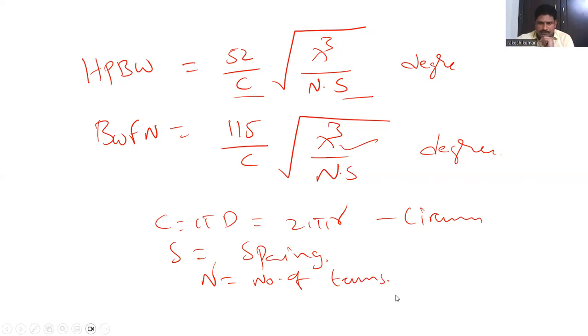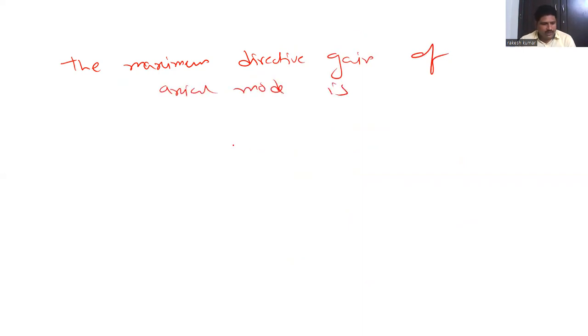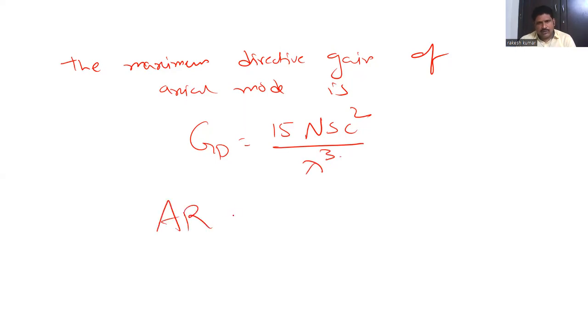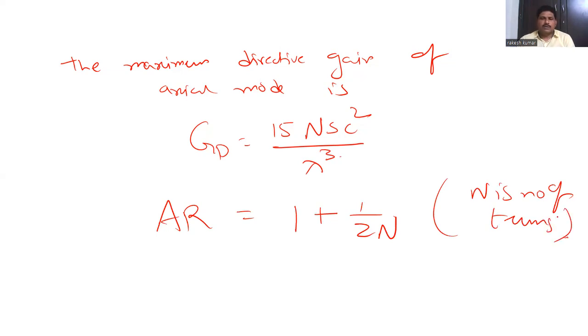Next, the maximum directive gain of axial mode is given as 15 N S C square by lambda cube. And the axial ratio for the axial mode of helical antenna is generally 1 plus 1 by 2N, where N is the number of turns. So this is the brief description regarding axial mode.